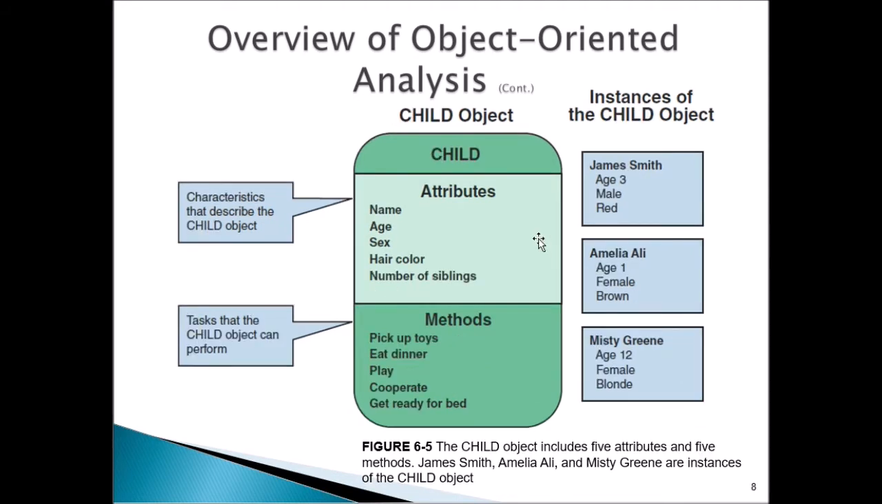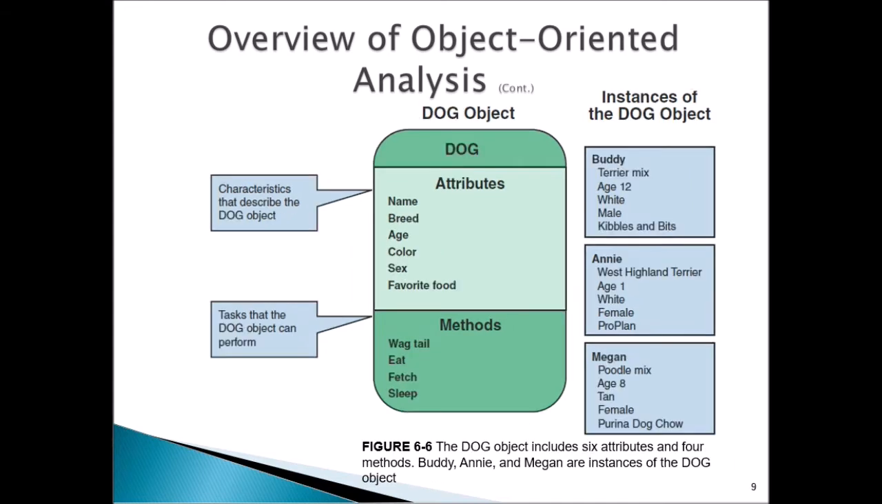Here we can see the same kind of idea, except this time it's a child object. But the attributes and methods and the layout of the object are going to be the same. The instances would be individual children. These are the different methods. I'm sure there's a lot more we could come up with other than this, but this is an example of a child object.